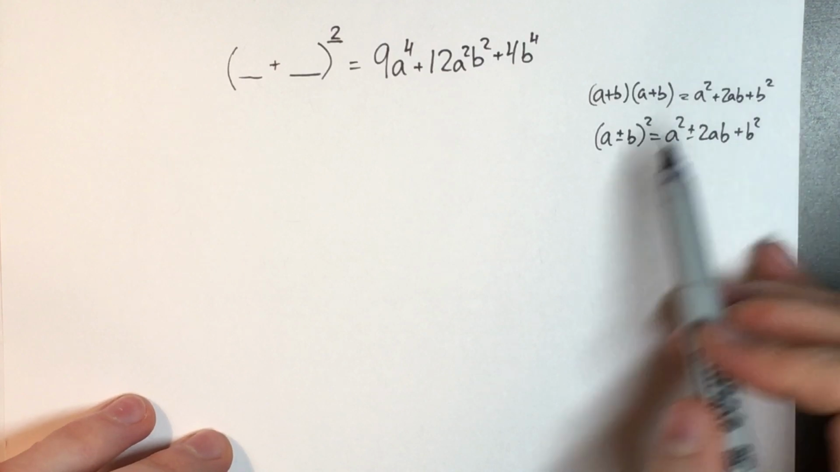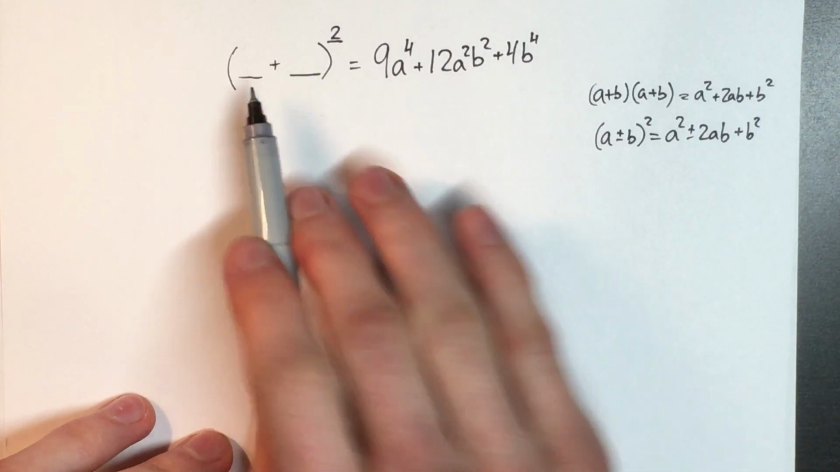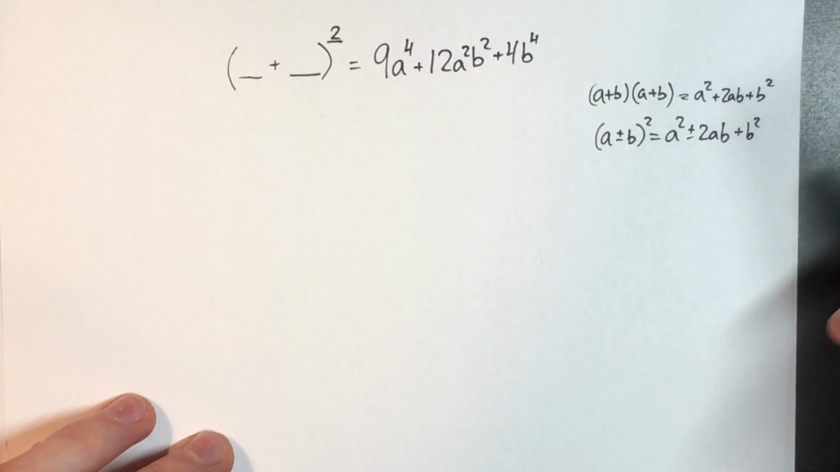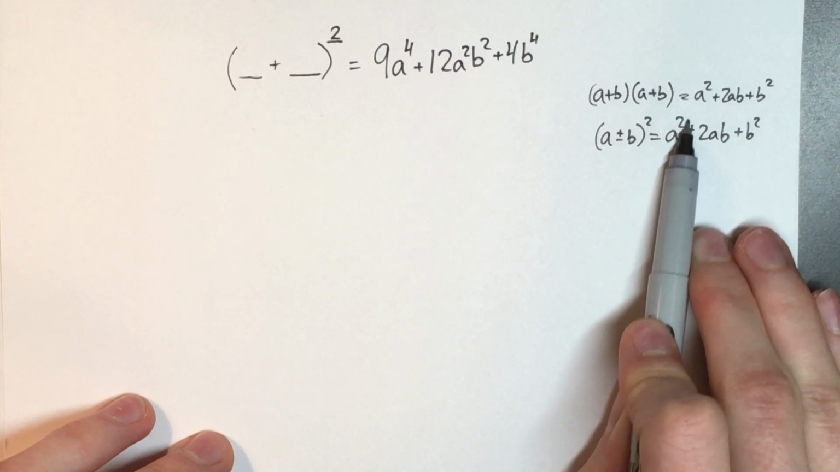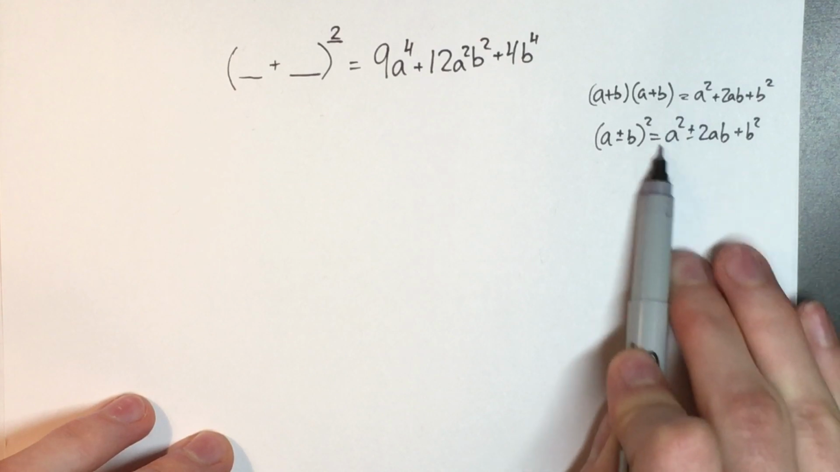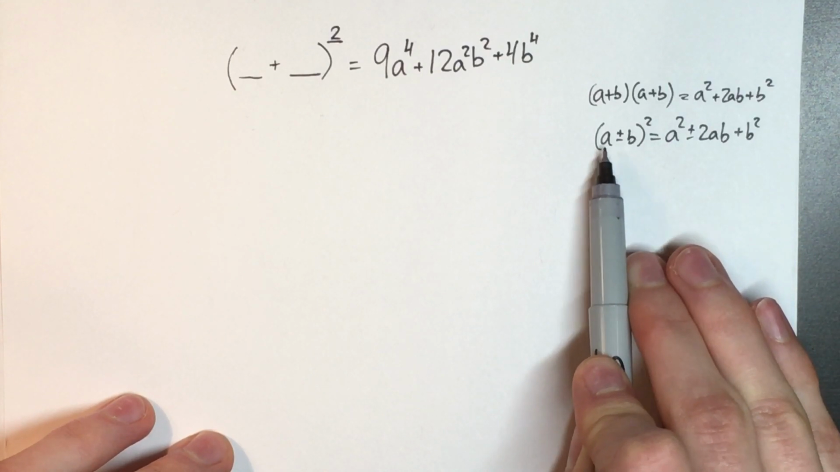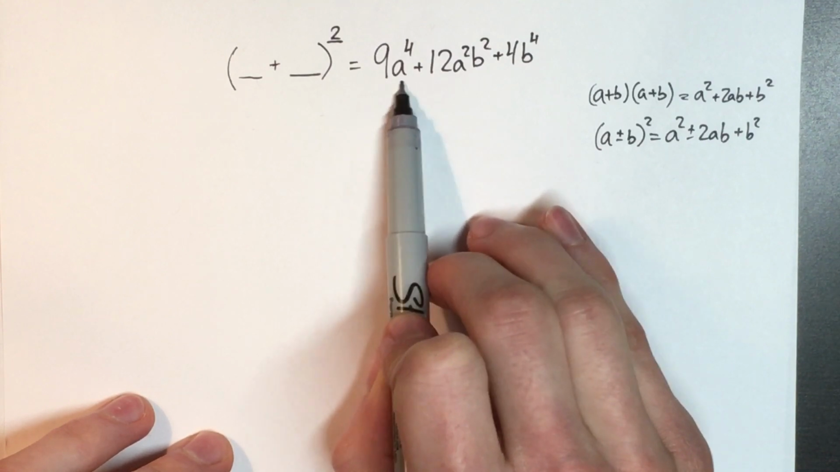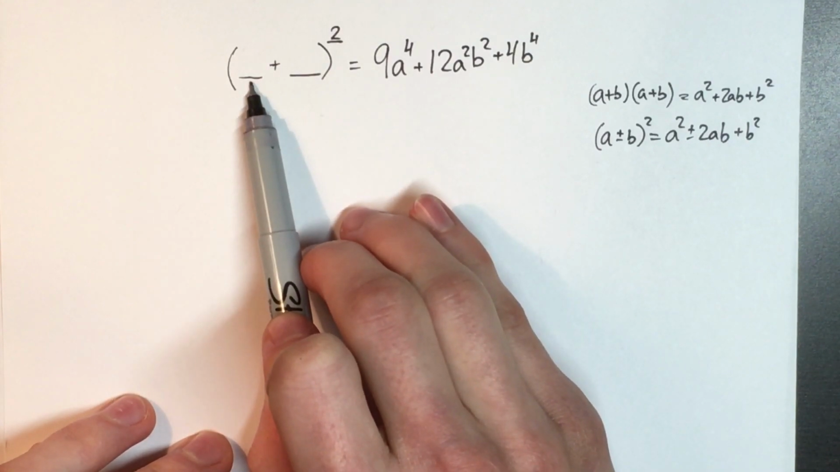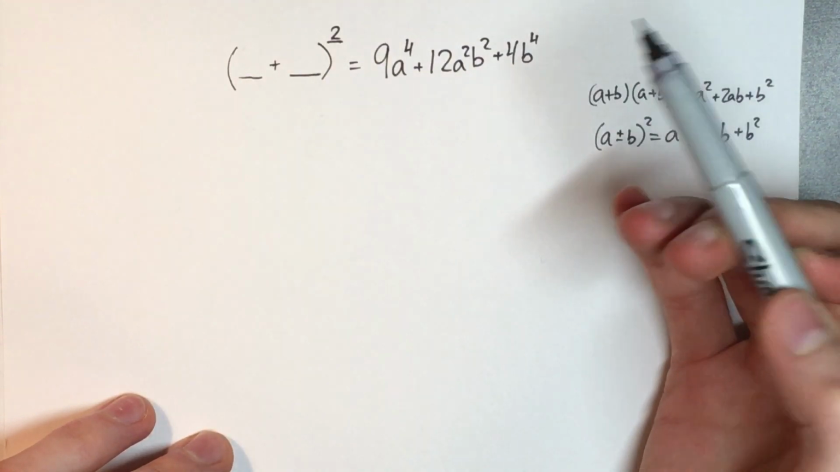So great, how do we actually figure out what goes here? What we do is we look at this and we see that this first term is the square of whatever the first term in the binomial is. So that means that this thing is the square of whatever this should be. So how do we find it? Well, let's just take the square root.